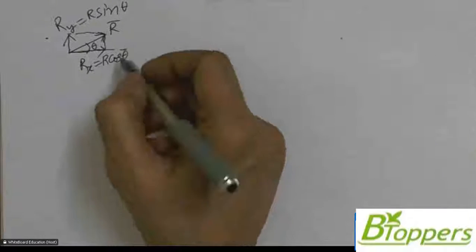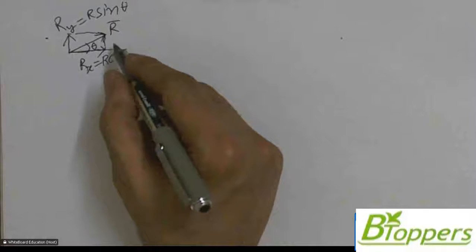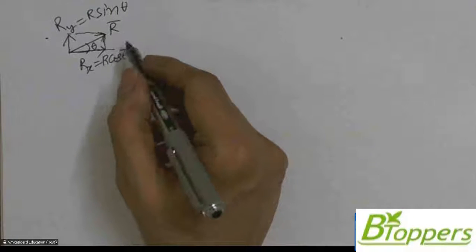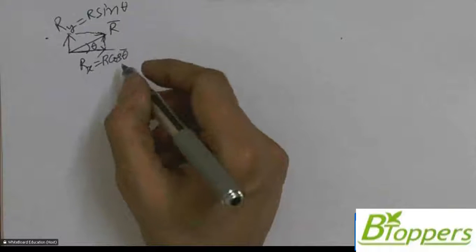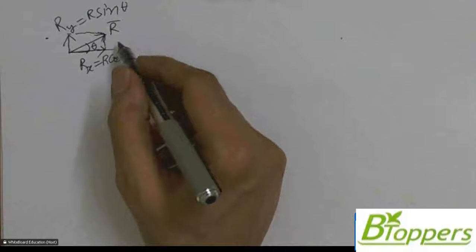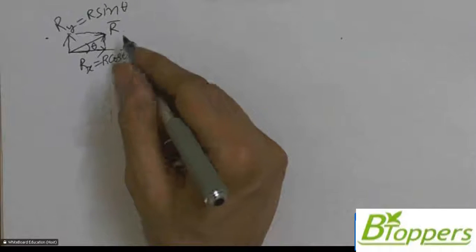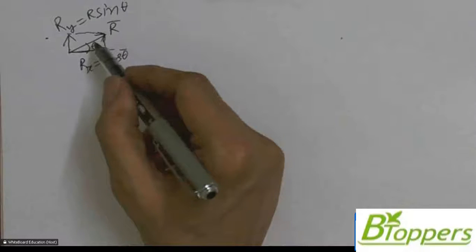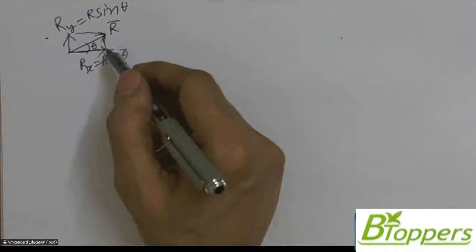So in general, if a vector r bar is resolved into two rectangular components, then the component that makes an angle theta with the direction of the vector r bar is equal to r cos theta, and the other component will be equal to r sin theta.